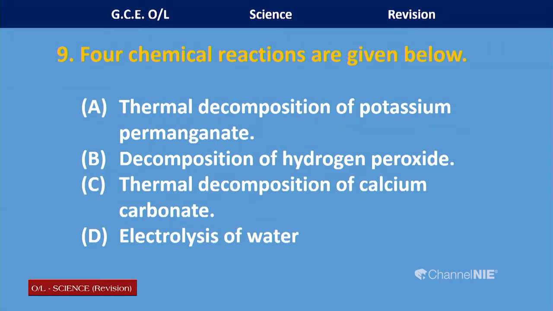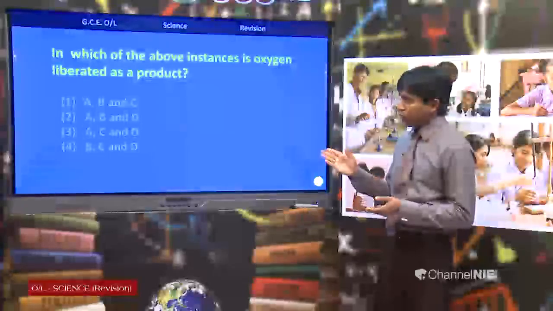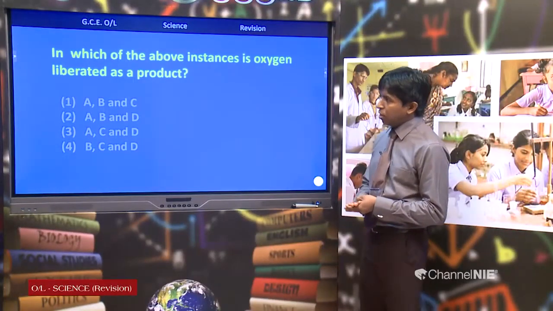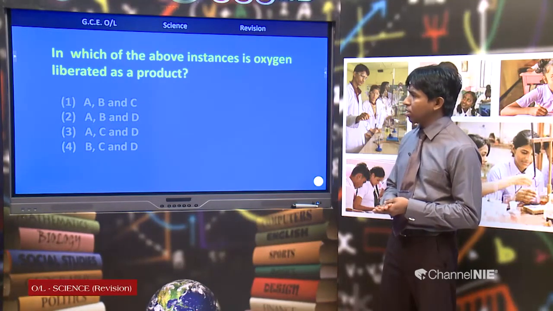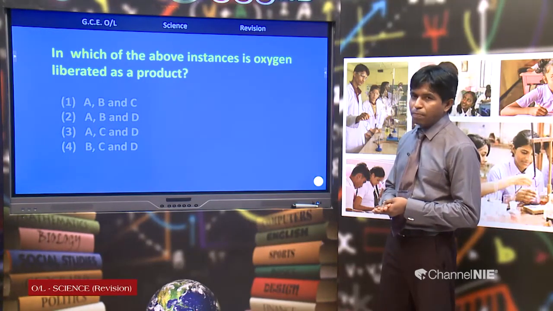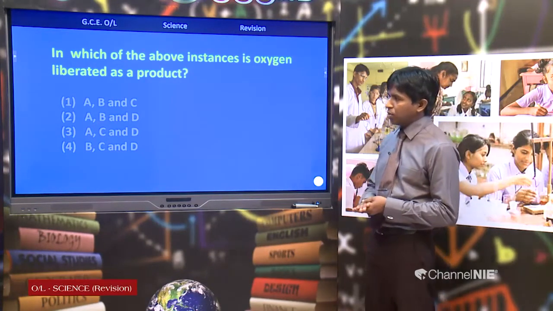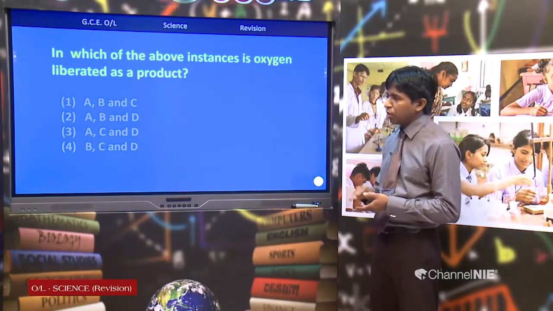D is electrolysis of water. You have done this electrolysis of water under Unit 12, Electrochemistry, Grade 11. When you electrolyze water, you get two gases, hydrogen and oxygen. So, out of these four reactions, oxygen will be released from A, B and D. Let us see the question based on those four reactions. In which of the above instances is oxygen given as a product? Out of those four reactions, in which is oxygen given out as a product?